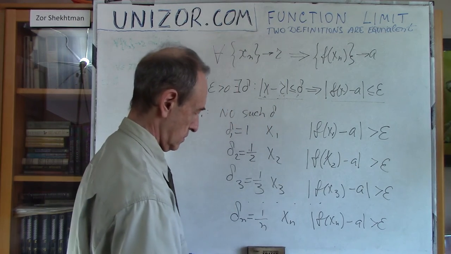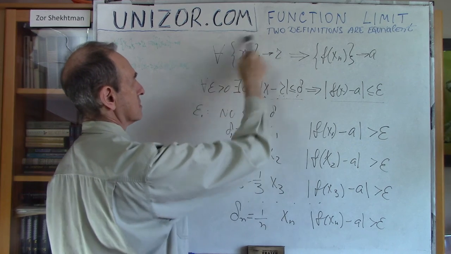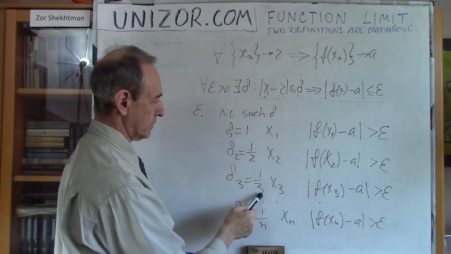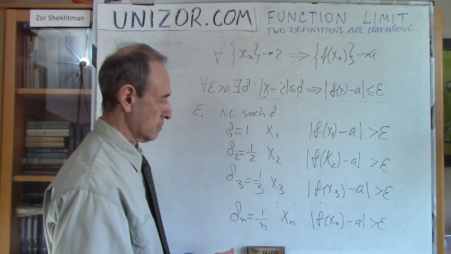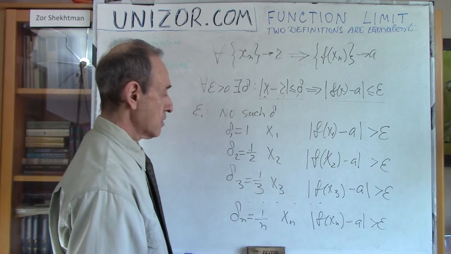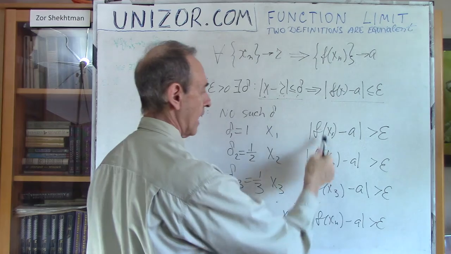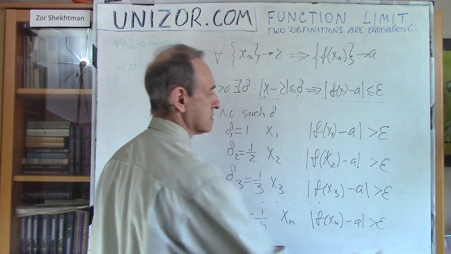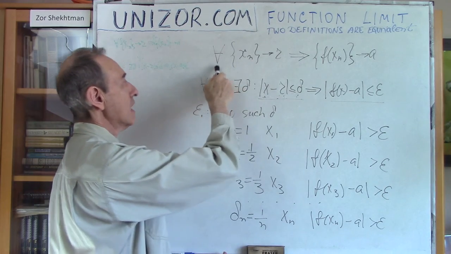So what do I have right now? I have a sequence x1, x2, xn, etc., which is converging to r, since my difference is less than 1, less than 1/2, less than 1/3, less than 1/n. So obviously the difference between xn and r is infinitesimal. My function is still outside of the epsilon neighborhood around a. So I have actually constructed a sequence of arguments going to r for which the values of the function do not converge to a, because the difference between them and a is still greater than something.